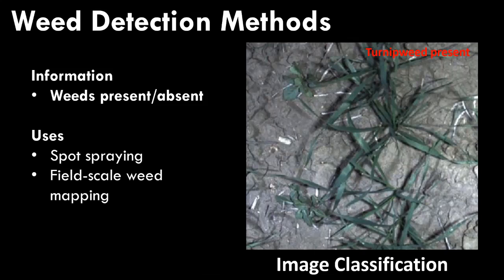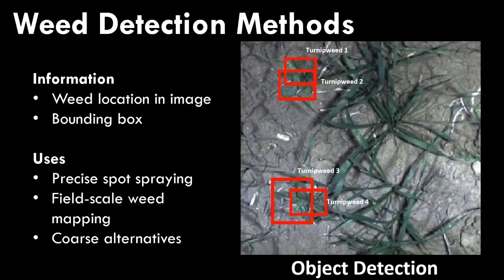We don't get really much information on its location. And I guess this would be useful for spot spraying, where you can have coarse treatments and you're not too concerned about the precision of application. And of course, if you're still doing spot spraying, you're saving a substantial number of inputs.